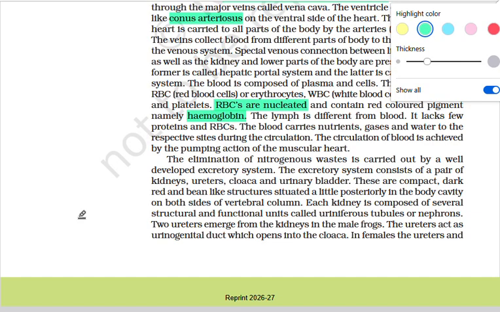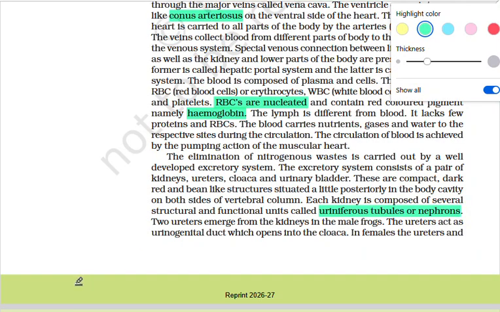The elimination of nitrogenous wastes is carried out by a well-developed excretory system. The excretory system consists of a pair of kidneys, ureters, cloaca, and urinary bladder. These are compact, dark red, bean-like structures situated a little posteriorly in the body cavity on both sides of the vertebral column. Each kidney is composed of several structural and functional units called uriniferous tubules or nephrons.